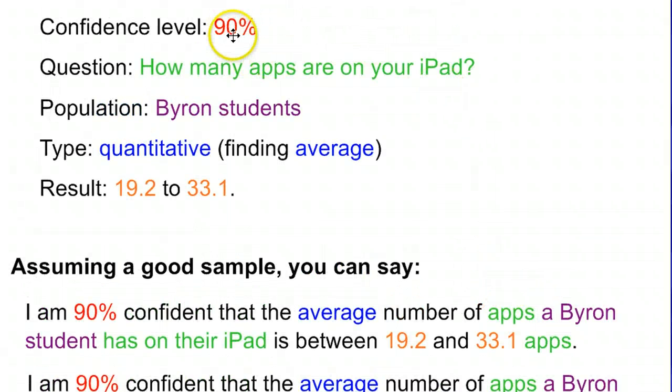How confident you are, what question you're asking, who you're asking this question of, what you're actually finding, an average or a proportion, and what your result was in context. So if you put that all into a clear, well-formulated sentence, that's going to tell the reader what exactly that you found using all your statistics.